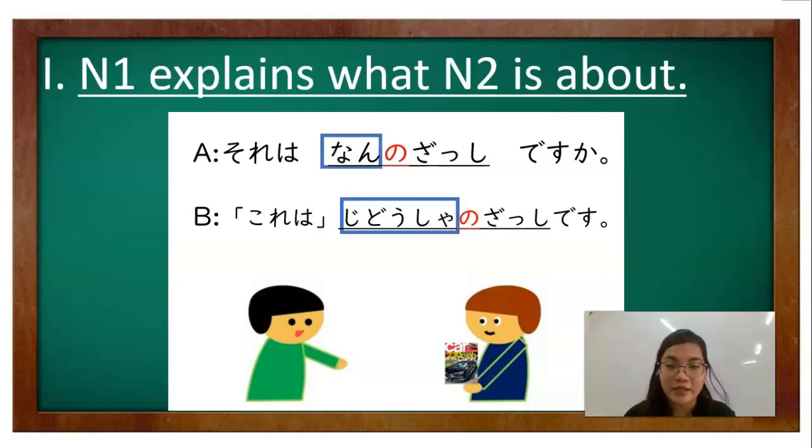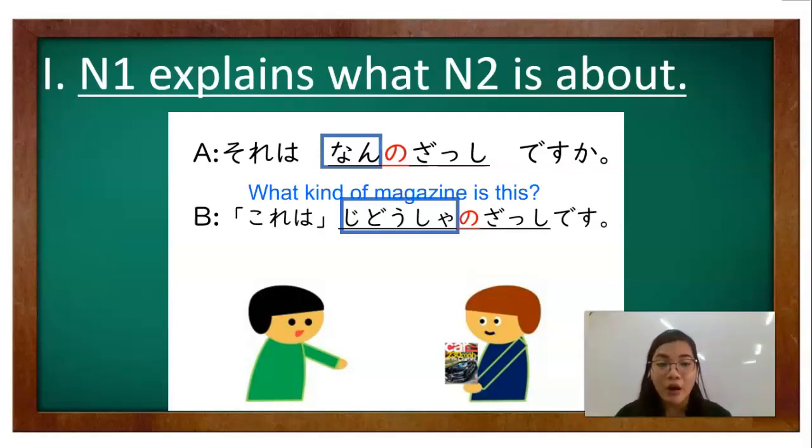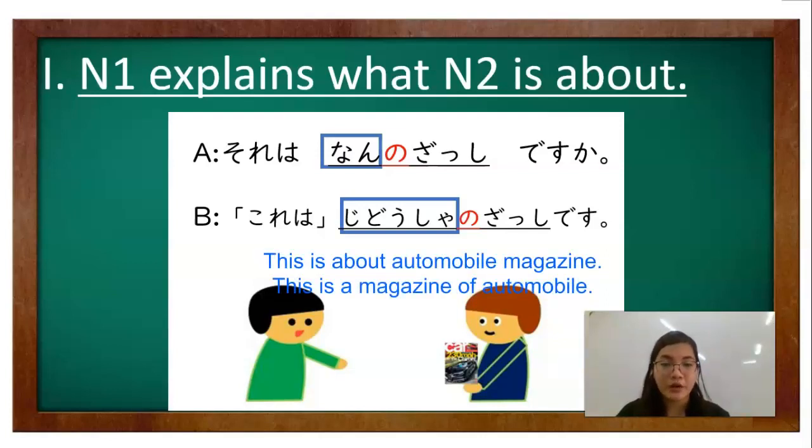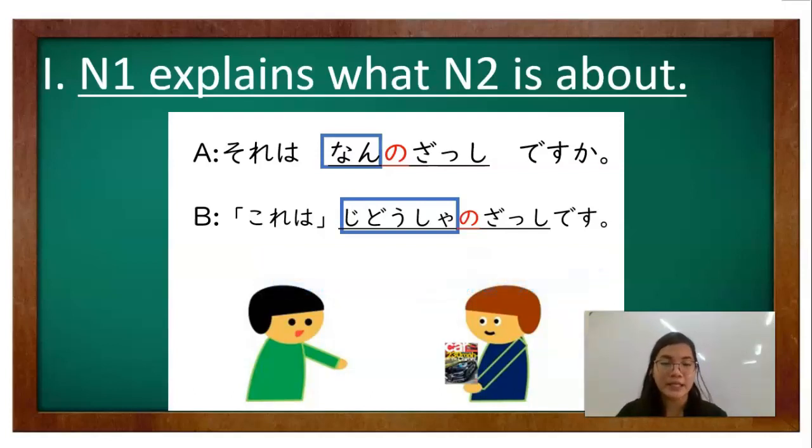In our conversation here, A says それは何の雑誌ですか? So, what kind of magazine is this? And then you answer これは自動車の雑誌です. So this is about automobiles, an automobile magazine, or you could also say it is a magazine of automobiles.